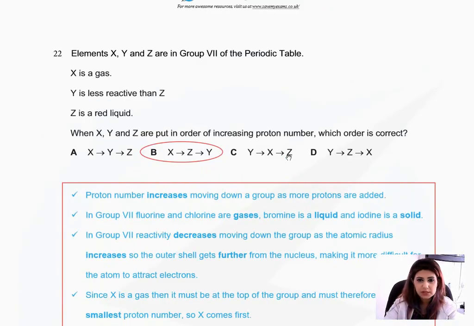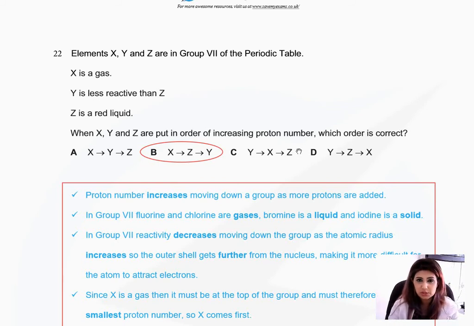Elements X, Y, and Z are in group 7 of the periodic table. X is a gas, Y is less reactive than Z, and Z is a red liquid. So we have to put them in order of increasing proton number. Okay, so we have to go from smaller proton number to bigger proton number, right?